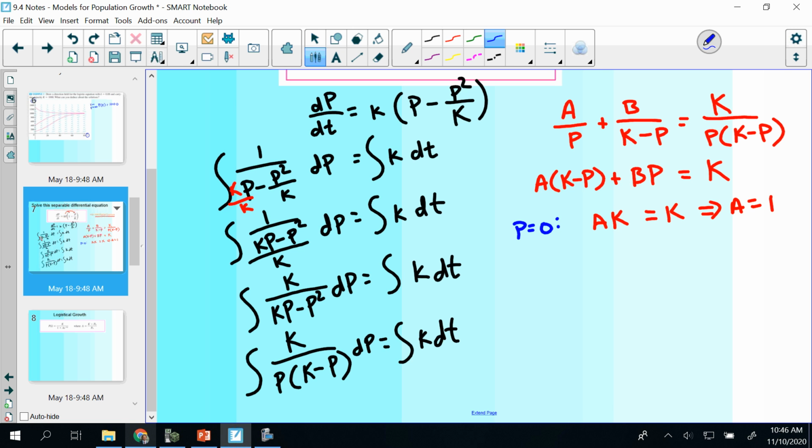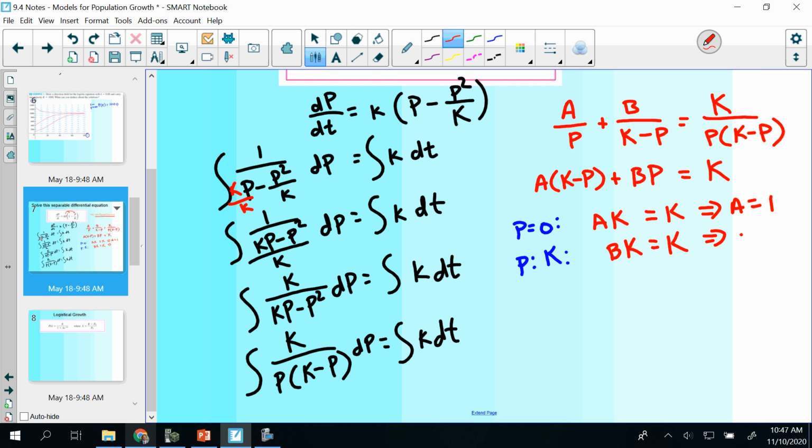There's another value here that should make this one easy. If the population is the carrying capacity, then this one should simplify pretty nicely. So in our first one, K minus K would be 0, so that whole first term is 0. Now we got B, we're putting K in for P, so BK equals K.